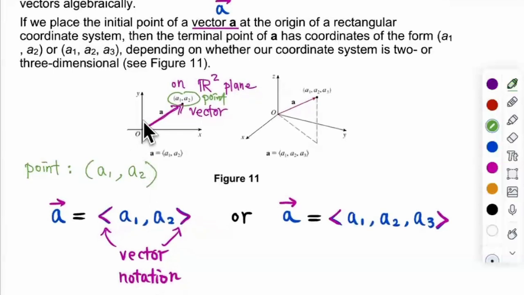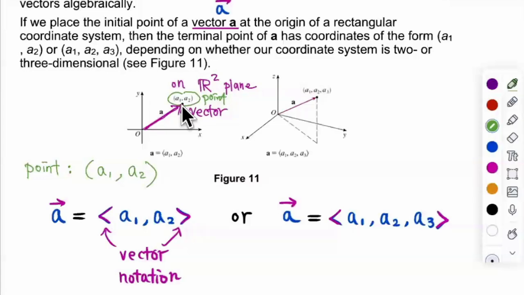Now, how about a vector? Going from here to this point, I will have a different notation to indicate this vector. I will use the angle bracket. Do you see? The angle bracket over here is the vector notation. Now I should put A1 here, A2 here. Starting from the origin and pointing to this point, that is the vector.